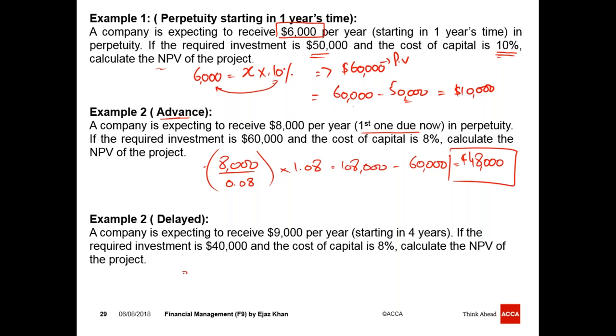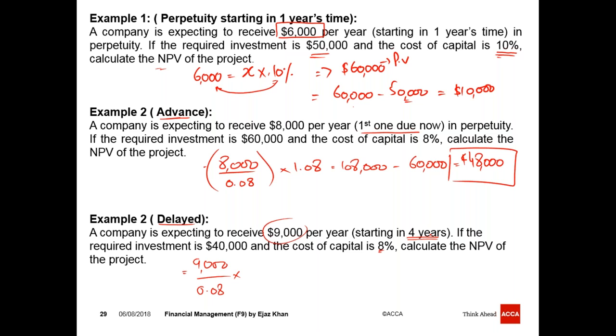Again, as I told you, whatever the case will be, the first step in a perpetuity project will always be to divide the annuity or perpetuity by the discount rate. So 9,000 per year divided by 0.08. This is the very first step that should be done every time. But since it's a delayed annuity, we have to multiply it with the discount factor as we did in the delayed annuity case. In this question, it is starting from year 4.